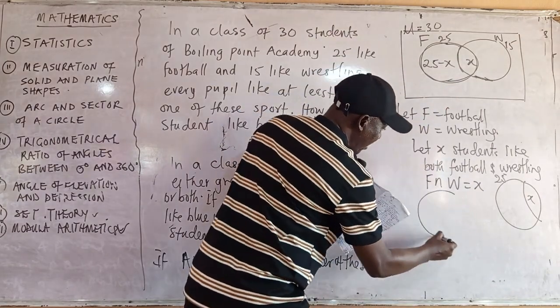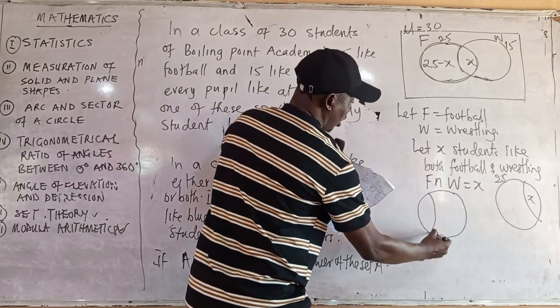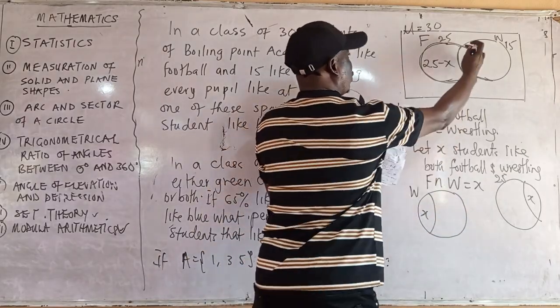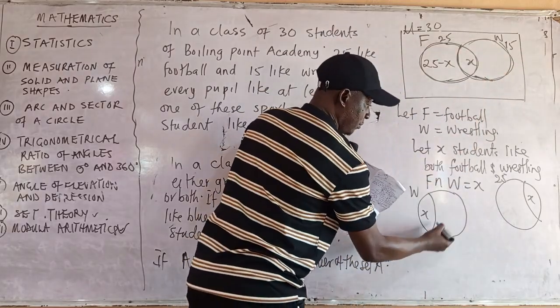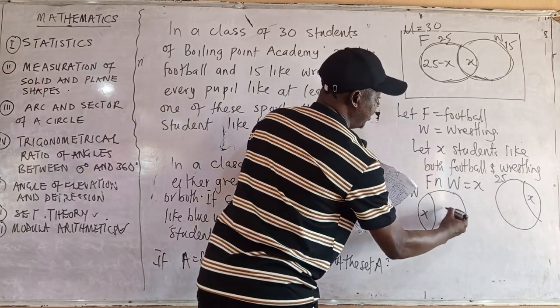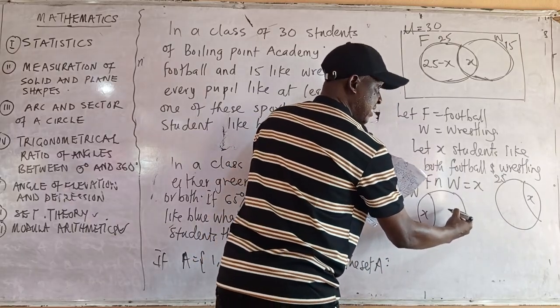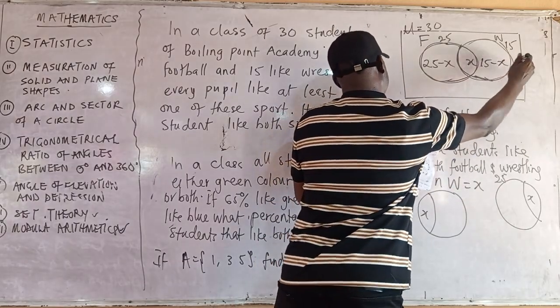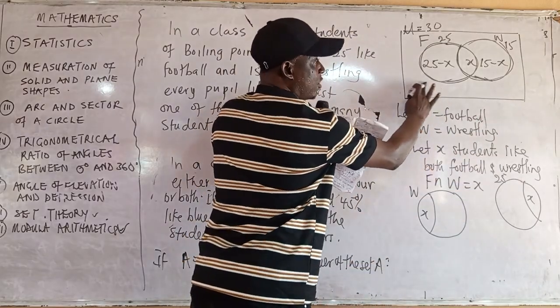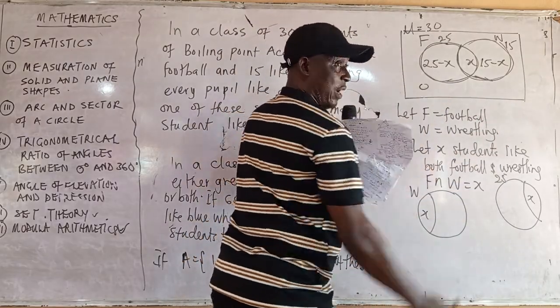Similarly, I have a full circle and I cut X out of it for wrestling. Look at it. Full circle is this one, and I cut some part of it as X. What will be the other side that you give me for only wrestling? 15 minus X.